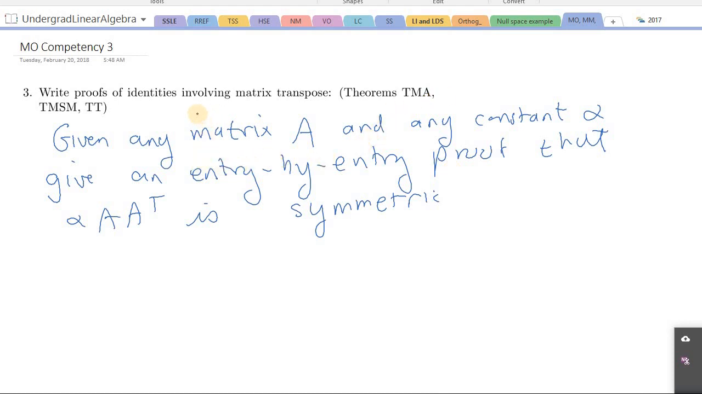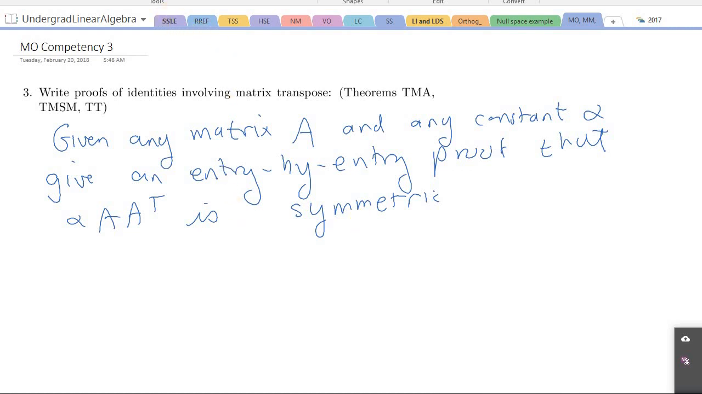Okay, here we go with a proof of identity involving matrix transpose. So here's an identity to prove. Given any matrix A and any constant alpha, give an entry-by-entry proof that alpha AA transpose is symmetric.